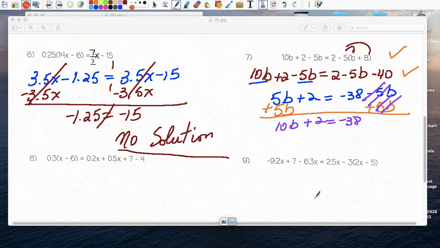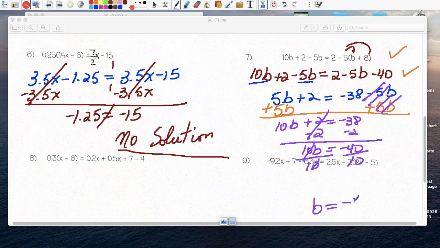Again, how do we make that look like this? Well, I have to get rid of the coefficient of 10 and then get rid of the constant. Who do we get rid of first? The constant. So we do minus 2, that goes away, and we're left with 10b equals negative 40. We divide both sides by 10, and b equals negative 4.